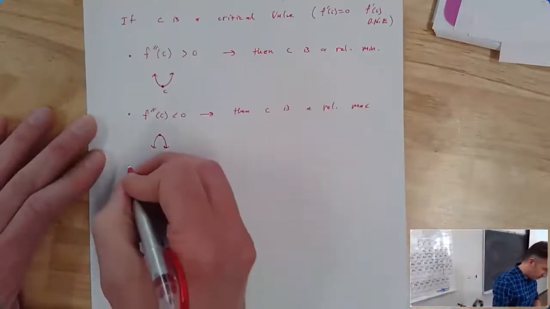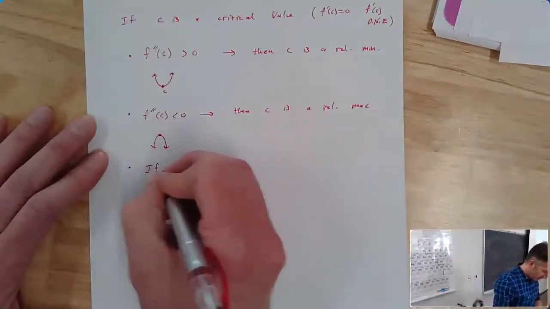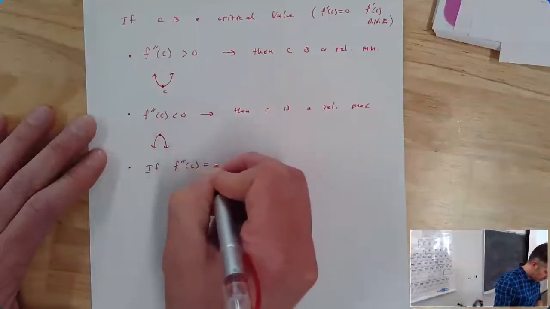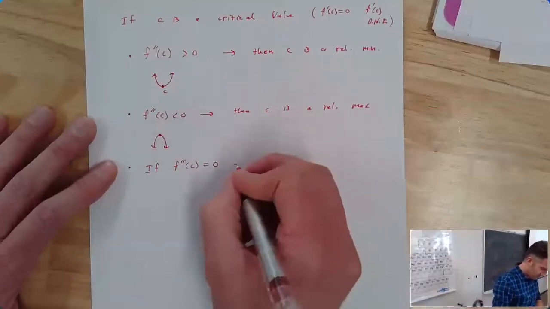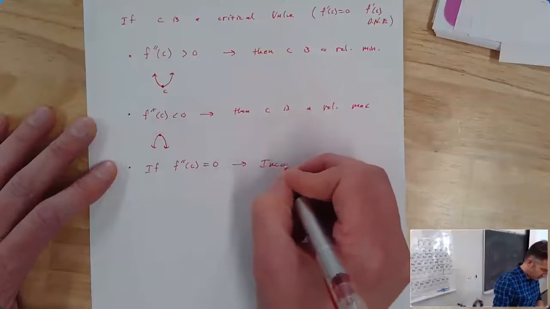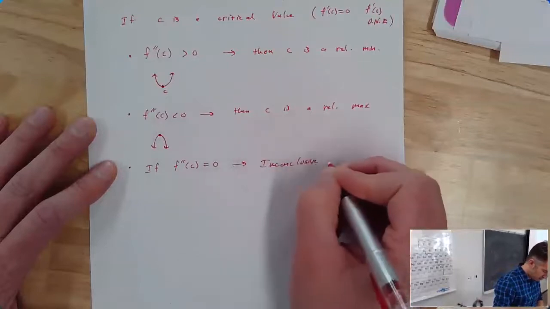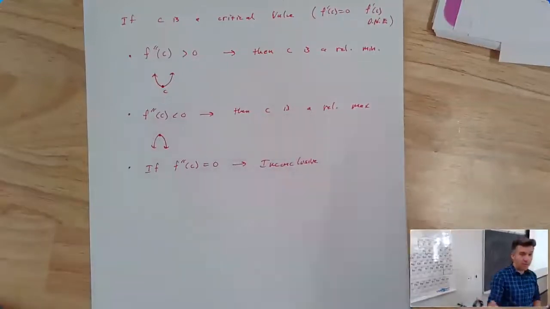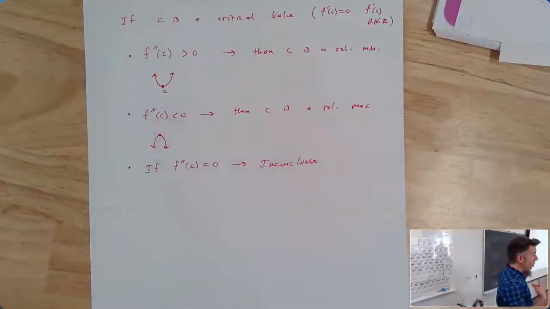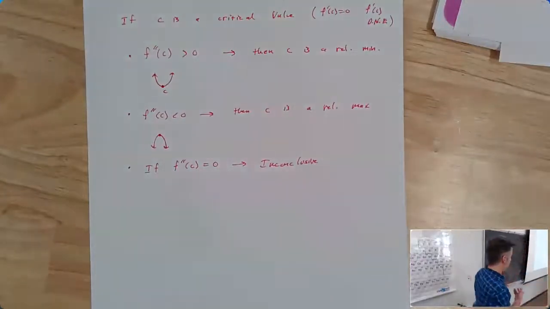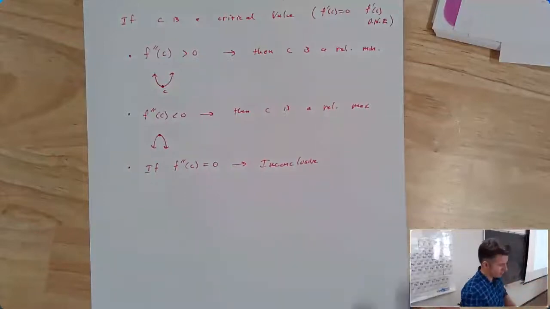And then thirdly, and this is the part that's a bummer, if f double prime of c is equal to 0, it's inconclusive. Meaning it could be a max, it could be a min, or it could be neither. We don't actually know without doing further inspection. And I'll give you some examples of how you can have all sorts of different things happen here. But first, let's go back to the other point.